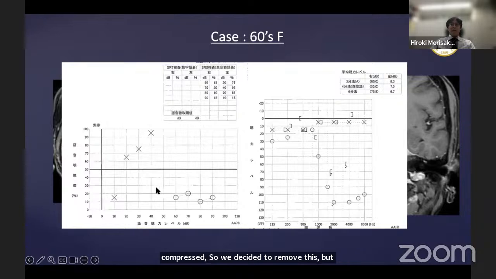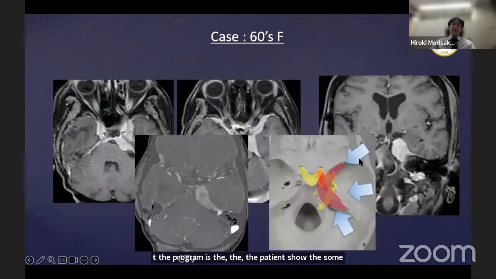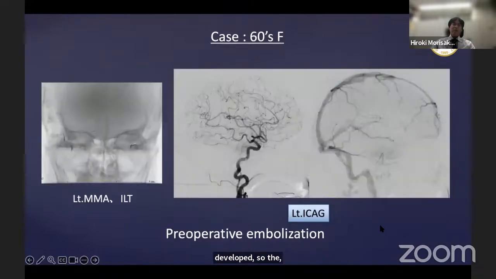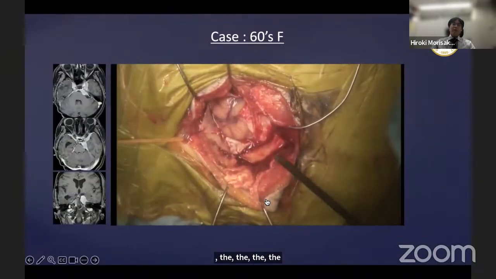But the problem is the patient showed some conductive hearing loss on the right side. So on the left side, we should avoid additional hearing loss. The preoperative CT venography showed this well-developed petrosal vein. So in this case, we applied the endoscopic anterior petrosal approach. After preoperative embolization, we performed the surgery.